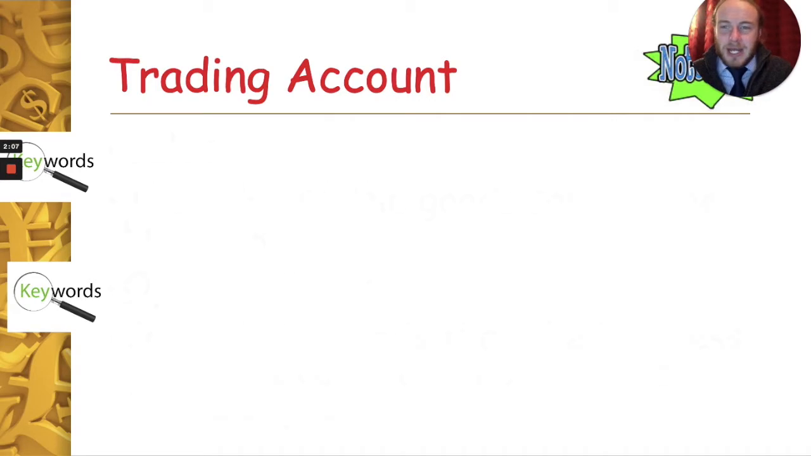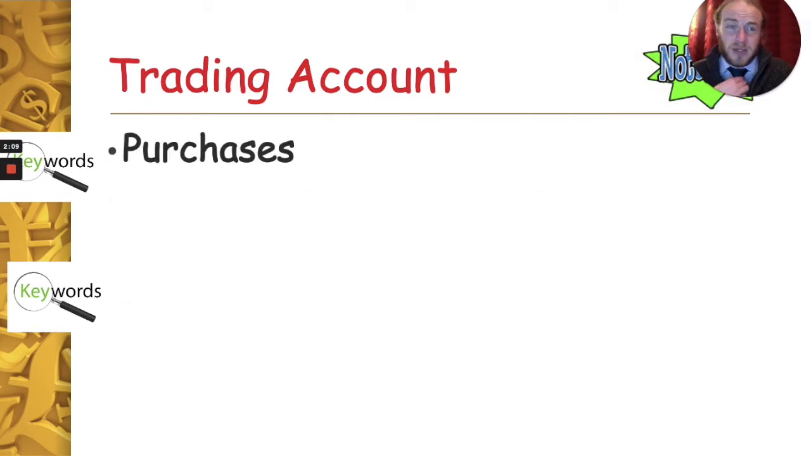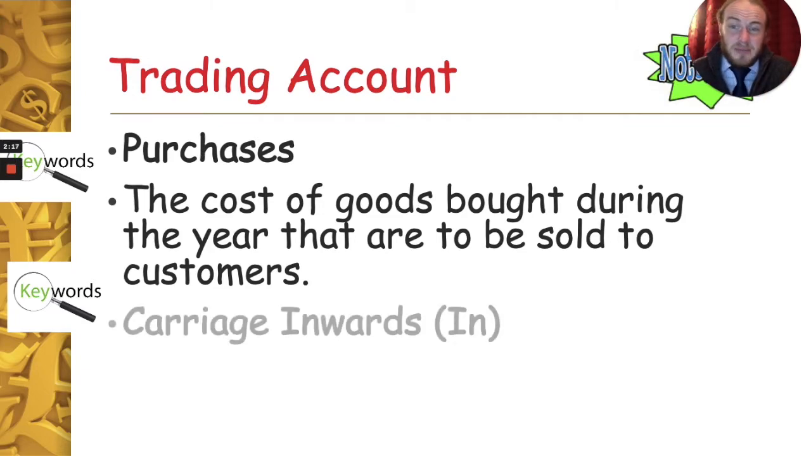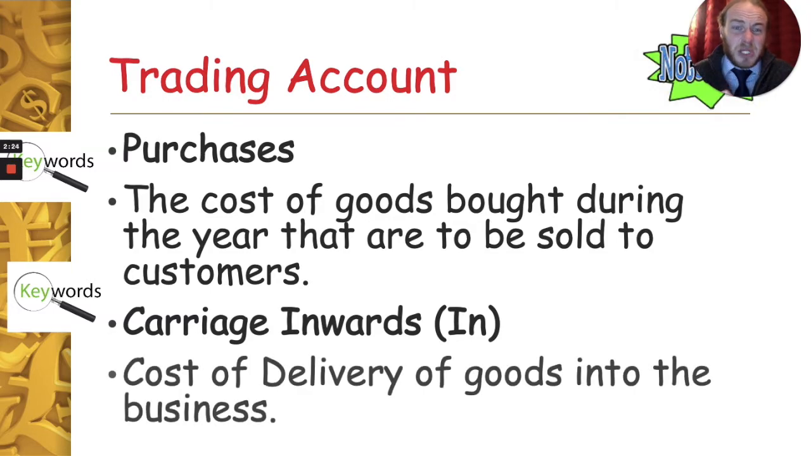Next up we have purchases. Think, when you purchase something, it means you're going to buy something. So purchases is what the business buys, the cost of the goods, buying stuff to sell on to customers, basically. Carriage inwards, a bit of a trickier one. Carriage is a fancy business term for delivery. So carriage inwards means the cost of delivery for the goods coming into the business.